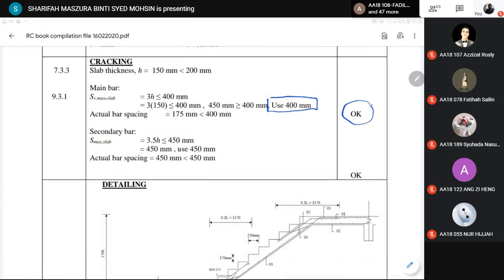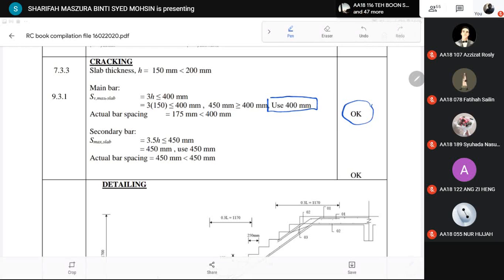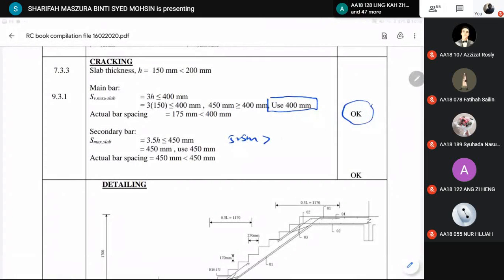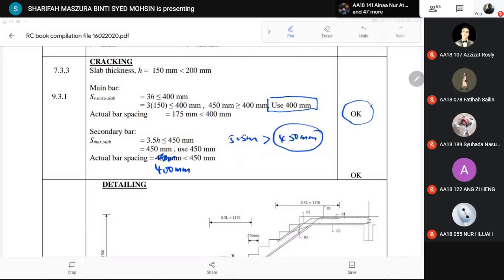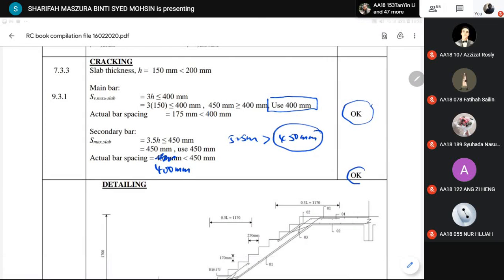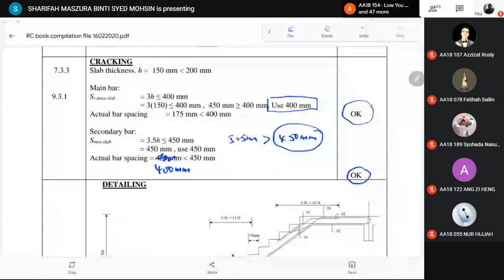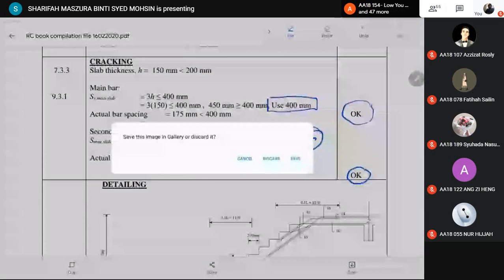For secondary bar, 3.5h is 525 mm, which is larger than 450 mm, so use 450 mm. Actual spacing provided was 400 mm, which is lower than maximum spacing. So checking for secondary bar also passes. So last is to draw the arrangements of the reinforcement.